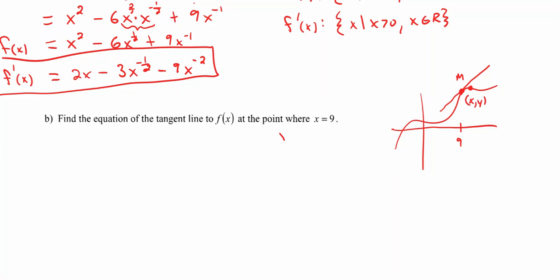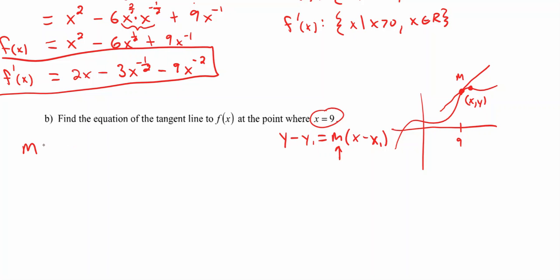So we can think of it this way: y minus y1 is equal to m times x minus x1. We have everything for a line right there, so then we could figure out that equation. We just need the slope, and we also would need to figure out what the y value is when x is 9. So we'll have to do those two things. Let's figure out the slope first.